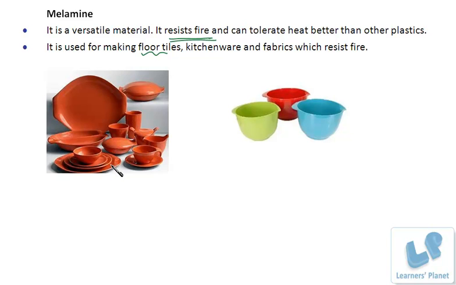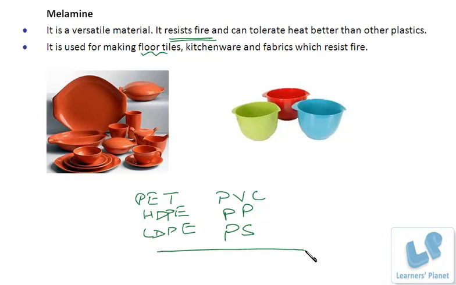That is, when heated, the crosslinks are developed and it becomes hard. It cannot be reheated and remolded. If broken, it's of no use. It can't be recycled. Remember this. Bakelite and melamine can't be recycled. Whereas other plastics, that is PET, polyethylene terephthalate, HDPE, LDPE, polyvinyl chloride, polypropylene, polystyrene, they all can be recycled, right? They can be reheated and recycled.